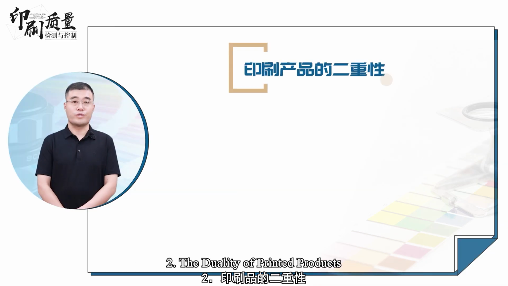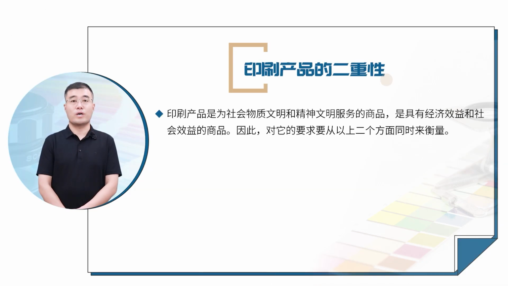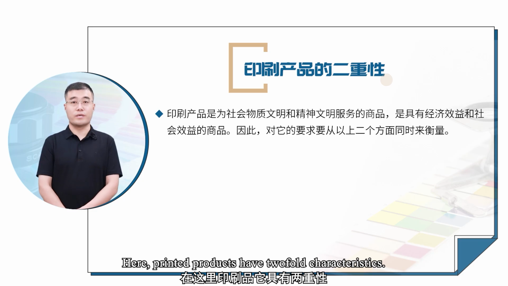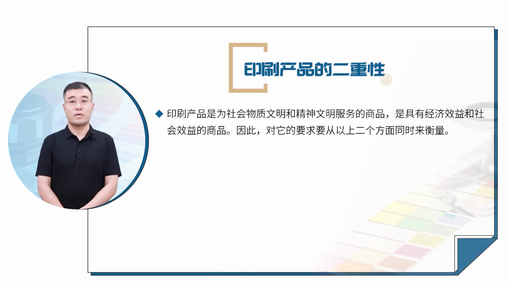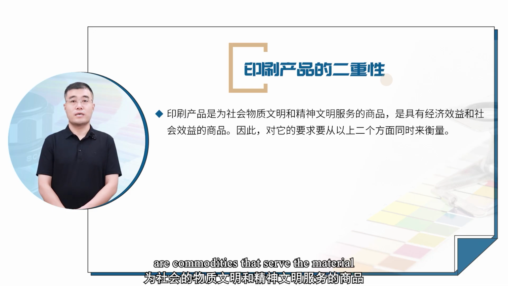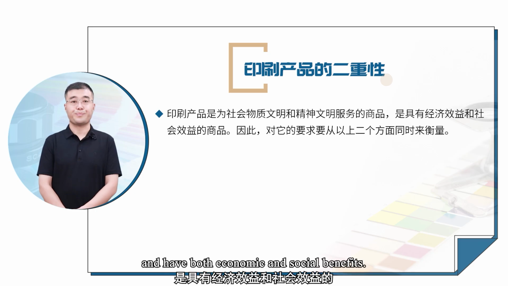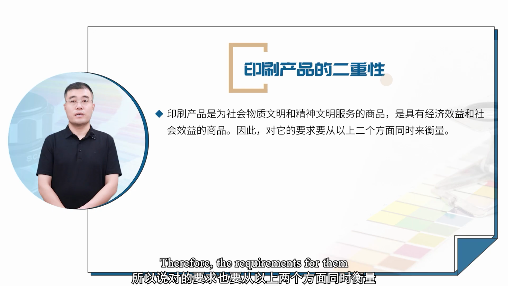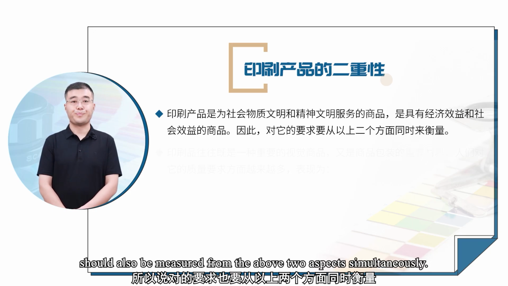Number 2. The duality of printed products. Here, printed products have twofold characteristics. Firstly, printed products are commodities that serve the material and spiritual civilizations of society, and have both economic and social benefits. Therefore, the requirements for them should also be measured from the above 2 aspects simultaneously.